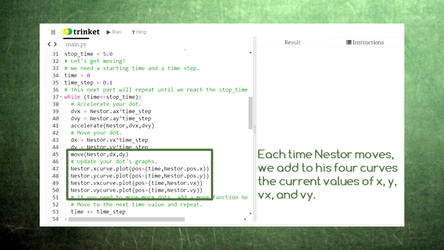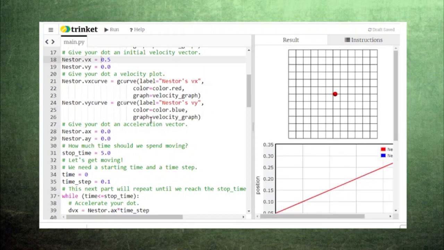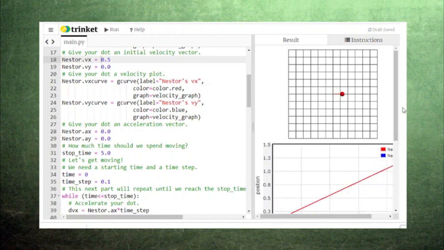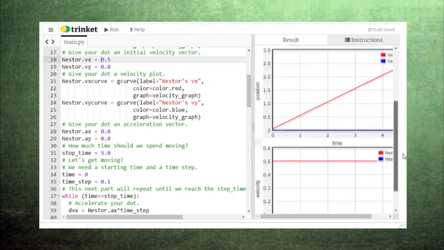Then, down in the loop, each time we move Nestor, we add a point to each of these curves with his current position and velocity. Running the code shows our graphs growing as Nestor animates across the screen. Let's examine a few scenarios to see how we can read these graphs.